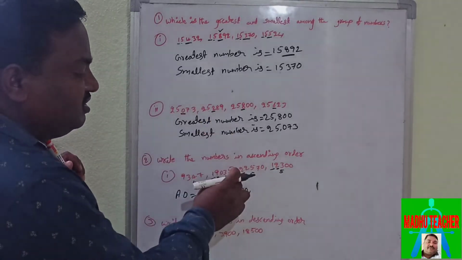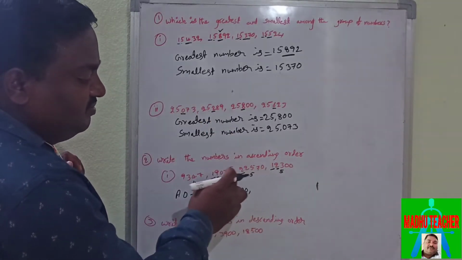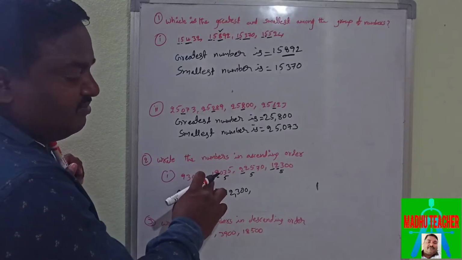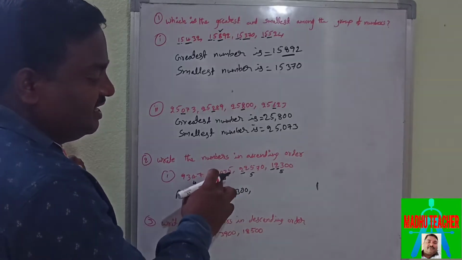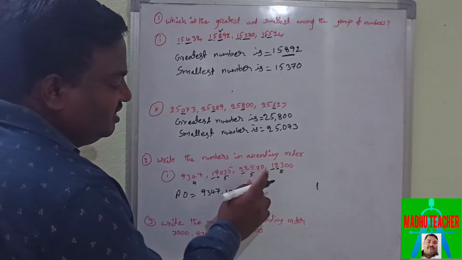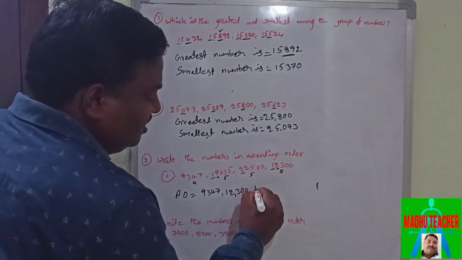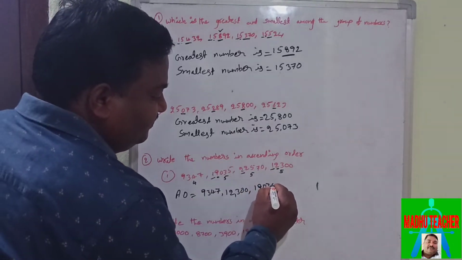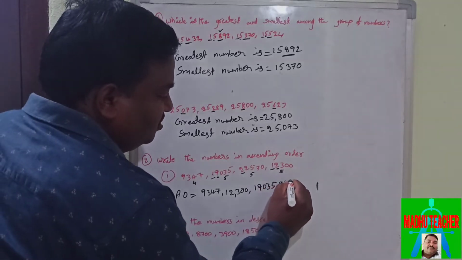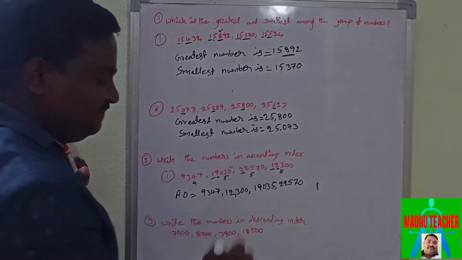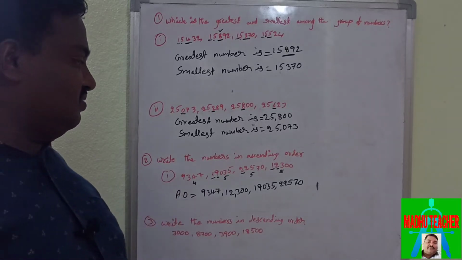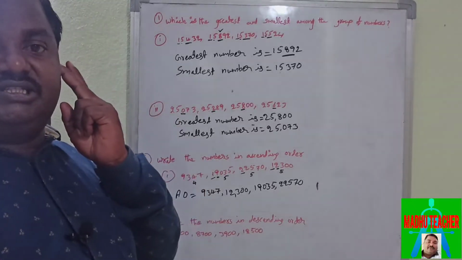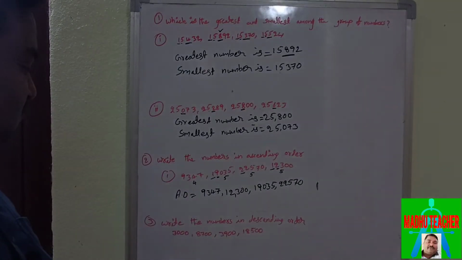Already you know that this is smaller than this, because in the first left number it has 1 and it has 2. So 1 is less than 2. That's why this number is less than this number. So 19,035. The next number is 22,570. Okay, this is the method to write in ascending order.